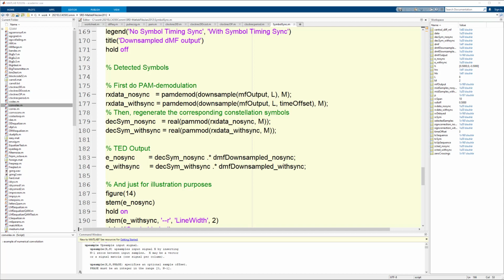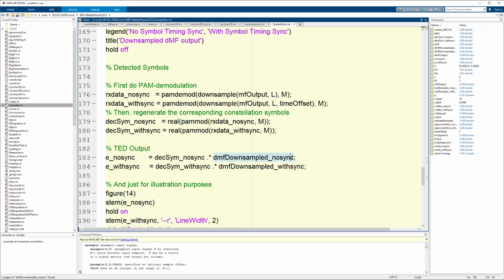We find out the error. That is the timing error detector output. On line 183, that's the error of a symbol without synchronization. So we can see here is a product of the detected symbol with the derivative matched filter output of the downsampled data. Now, if I have perfect synchronization, the second term should be 0, so the error should be 0. On line 184, we can see exactly that.